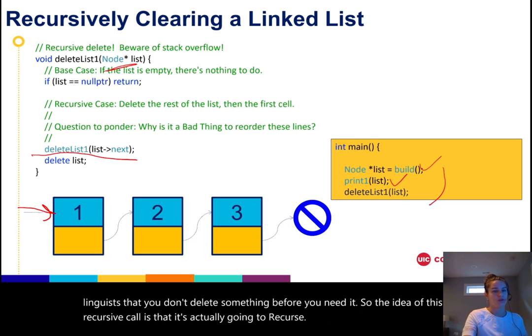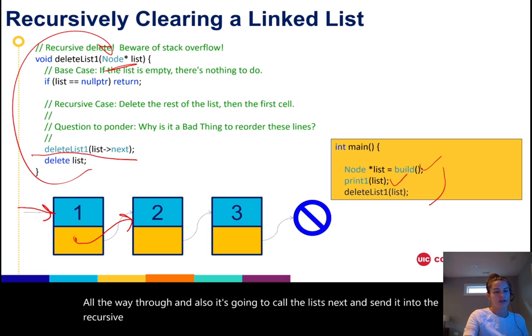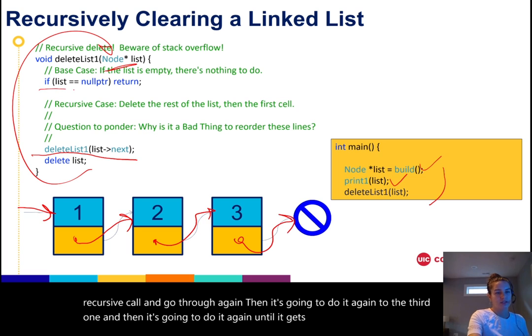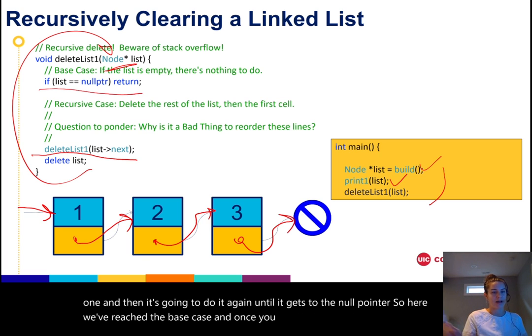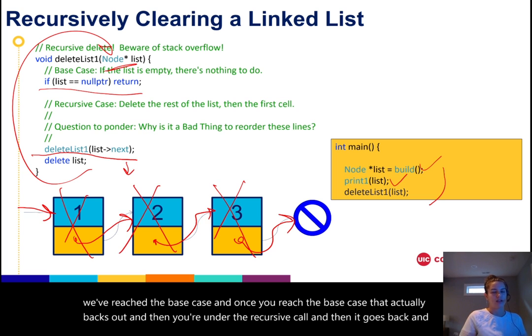So the idea of this recursive call is that it's actually going to recurse all the way through to a null. So it's going to call the list next and send it into the recursive call and go through again. Then it's going to do it again to the third one, and then it's going to do it again until it gets to the null pointer. So here we've reached the base case, and once you reach the base case it actually backs out, and then you're under the recursive call, and then it goes back and it deletes each of the elements.